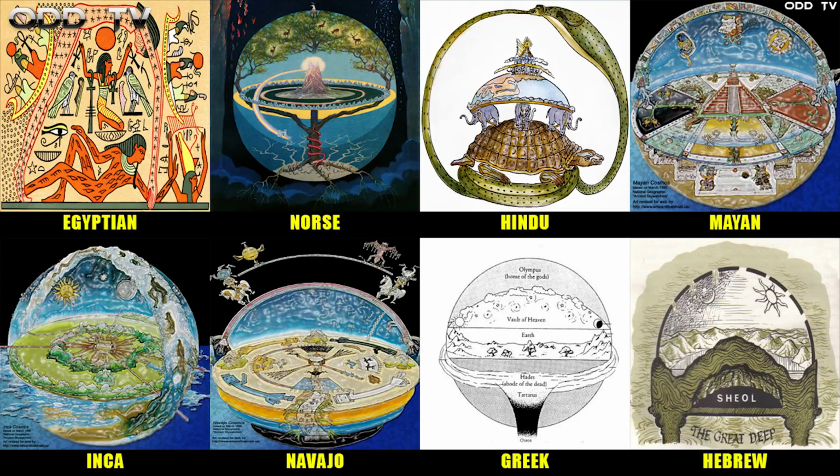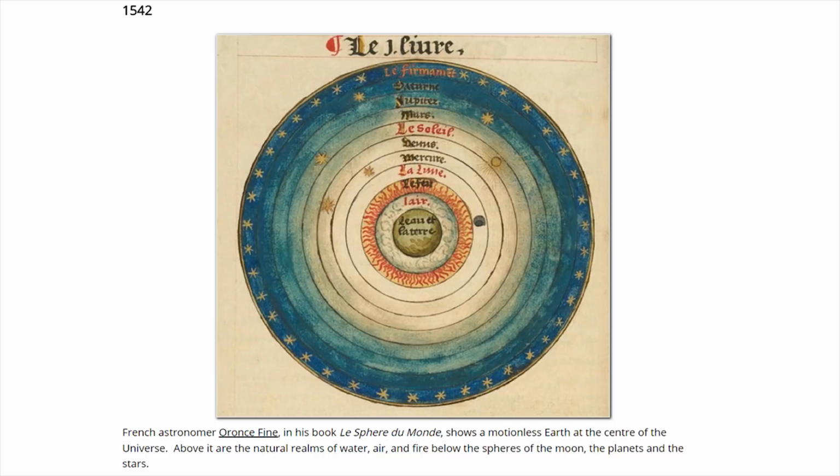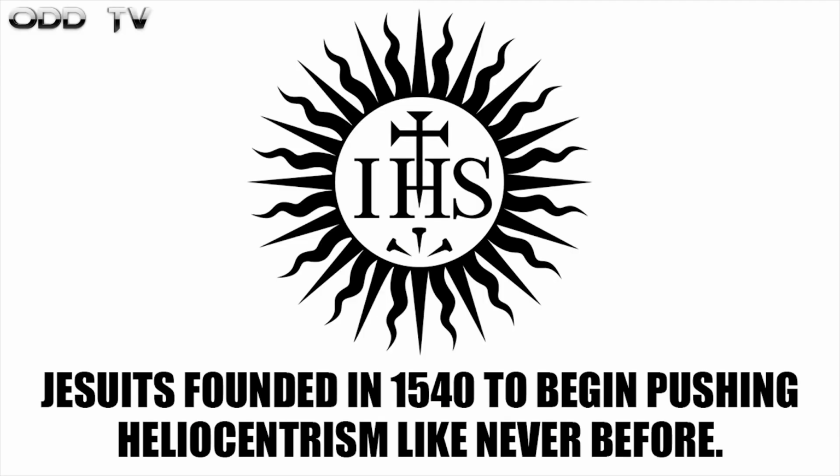So, we have all those, and here we have a 1542 depiction with Earth in the centre, followed by the 7 planets of the universe, aka the wandering stars, and finally, the firmament. This is also called the crystalline heavens, the place of the fixed stars. This is around the time the Society of Jesus, or the Jesuits, were founded in 1540. They are largely responsible for the spread of heliocentrism. Notice the sun in their logo. It's because they are sun worshippers and want nothing more than for all of humanity to also worship the sun.